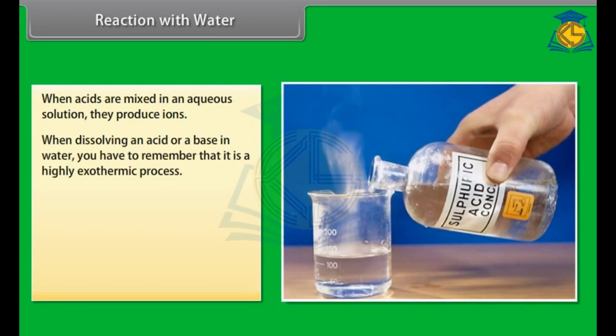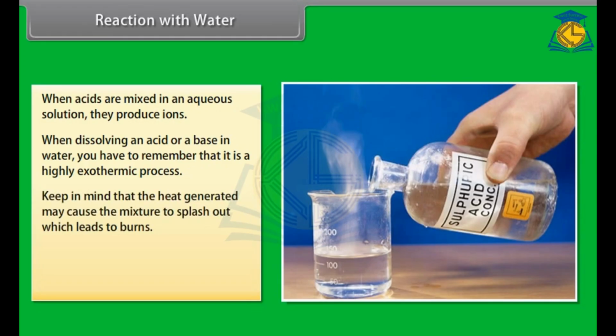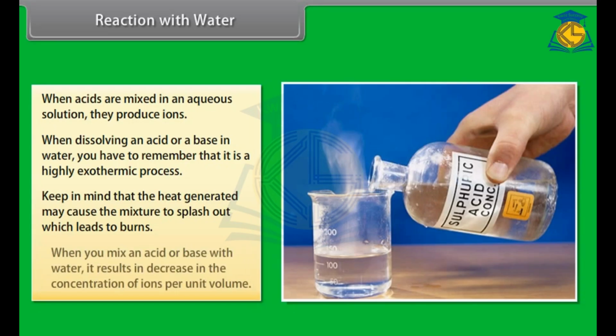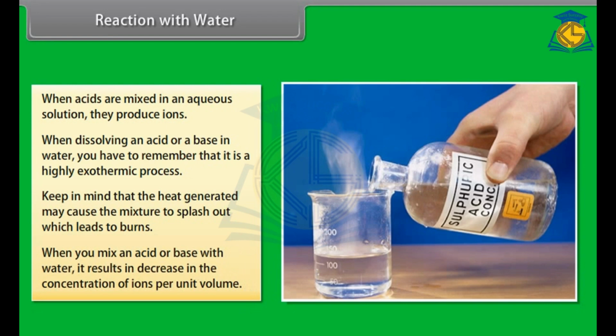When dissolving an acid or a base in water, you have to remember that it is a highly exothermic process. While adding water to a concentrated acid, keep in mind that the heat generated may cause the mixture to splash out, which leads to burns. This may lead to the glass container breaking due to excessive local heating. When you mix an acid or base with water, it results in a decrease in the concentration of ions per unit volume. This process is called dilution and you get diluted acid or base.